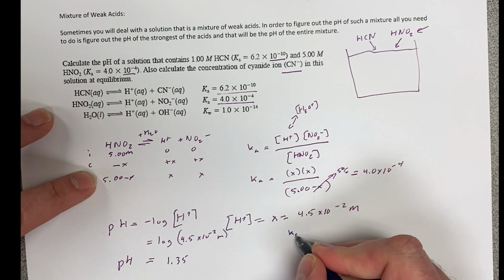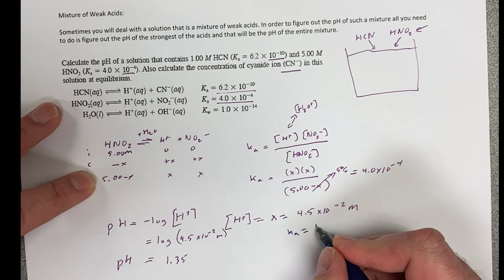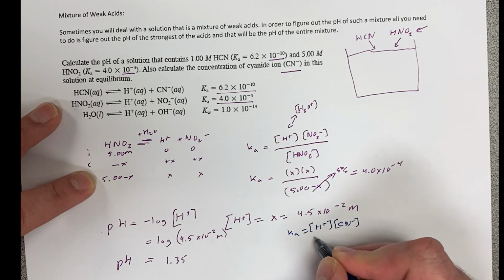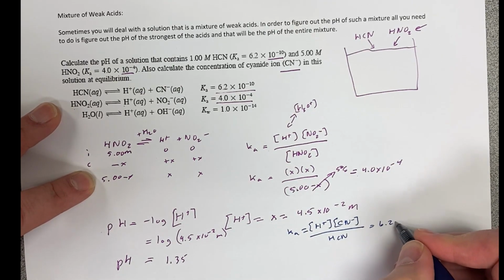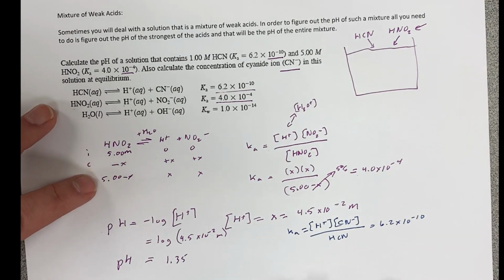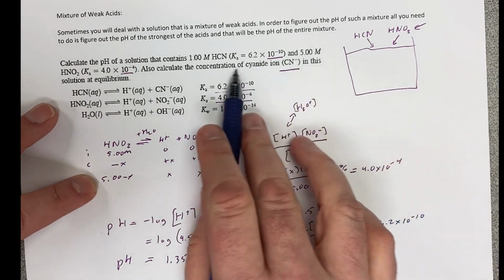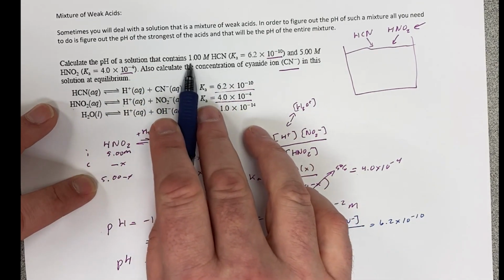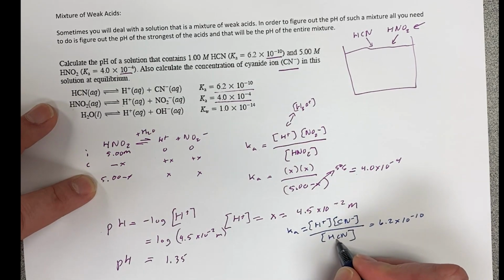The Ka for that would be equal to H plus times CN minus all over HCN, and wouldn't that be equal to 6.2 times 10 to the negative 10? Now, we could do a whole ICE problem here, but one of the things you need to be aware of is this. We know what the HCN concentration is because they tell us in the problem that the HCN is 1.00 molar.